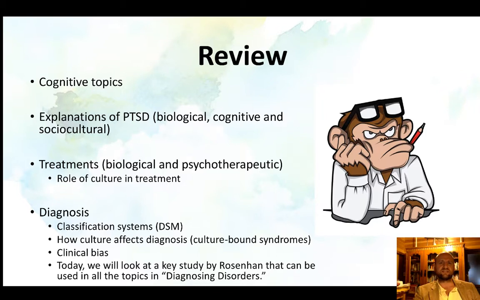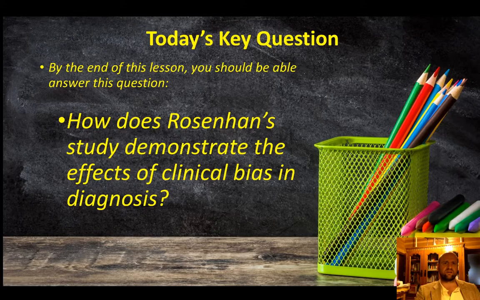and now we're going to look at the key study by Rosenhan that I think is pretty good for diagnosing disorders. And again, some people might argue that it's too old, it's not relevant, but I think it's a classic in psychology, and if we're looking at diagnosis of disorders, then we should include this in our unit. We're going to look at how Rosenhan's study demonstrates the effects of clinical bias.